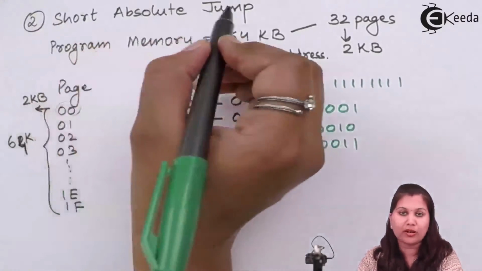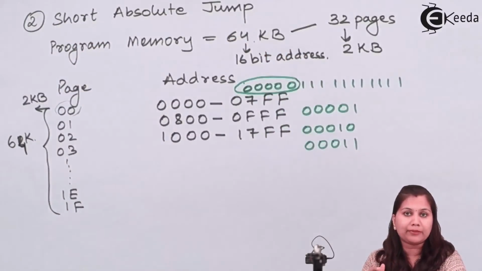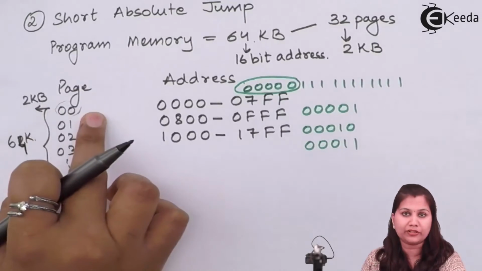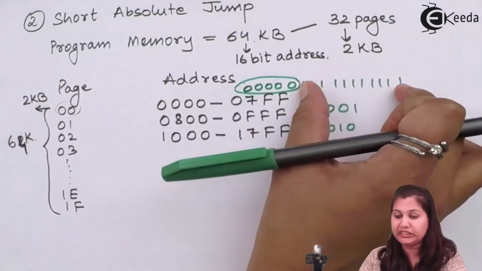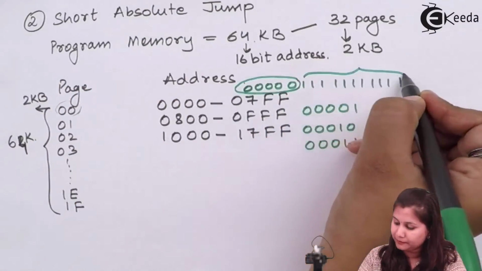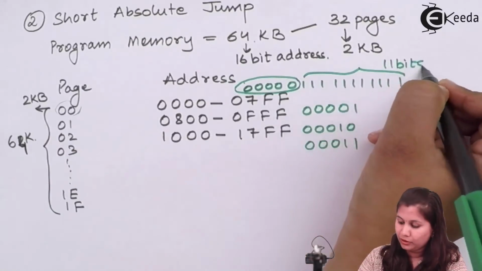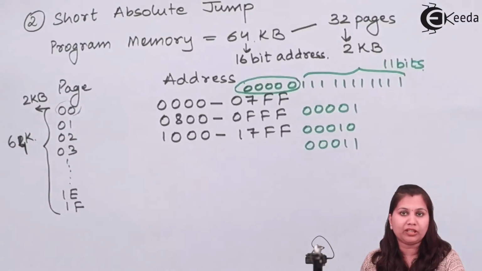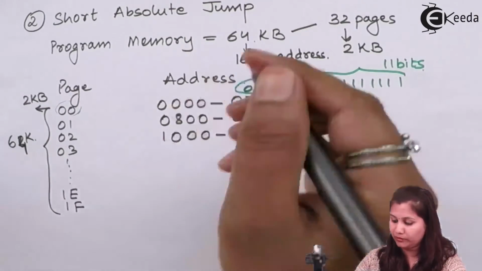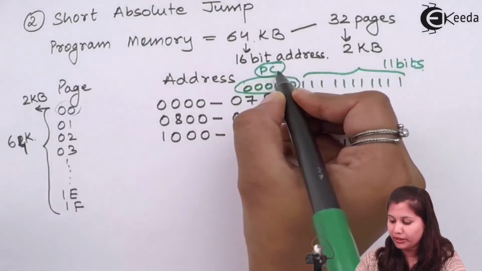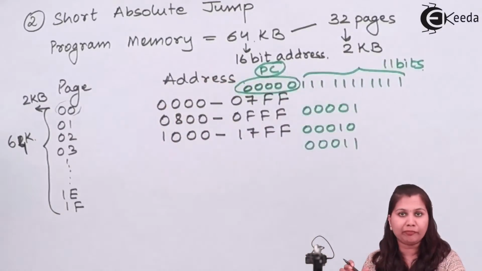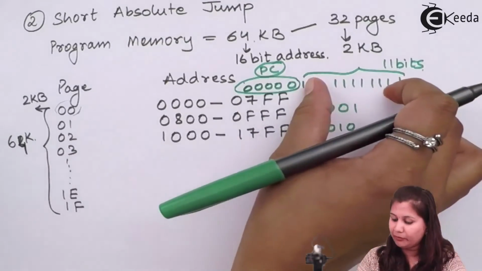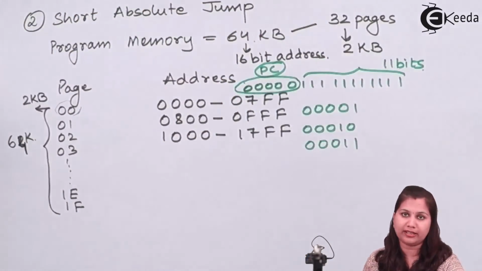So in absolute jump, whenever we talk about absolute jump, it means we are jumping within the same page, that is, the 2 kilobyte page. So we will require only the 11 bits. The total 16 bits are not required because the page remains the same when we are jumping. So from the program counter, where the address is stored, we will take the 5 bits of the program counter, and 11 bits will be specified in the instruction itself. Let's take an example so it will be clear to you.